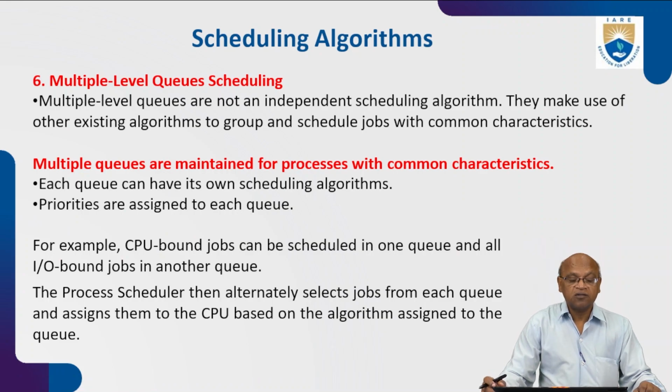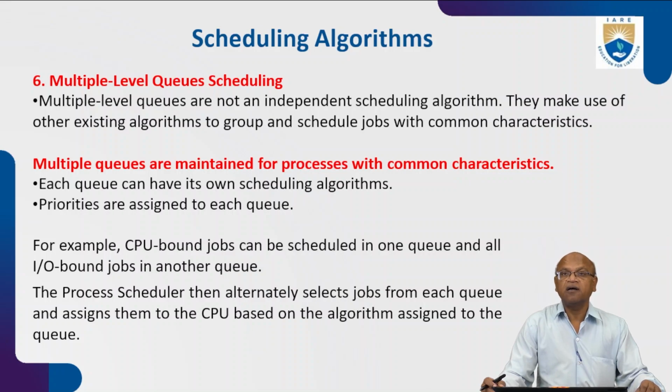So multi-level queue scheduling. Multi-level queues are not an independent scheduling algorithm. They make use of other existing algorithms to group and schedule jobs with common characteristics. Multiple queues are maintained for processes with common characteristics. Each queue can have its own scheduling algorithm. Priorities are assigned to each queue. For example, CPU-bound jobs can be scheduled in one queue, and all I/O-bound jobs in another queue.